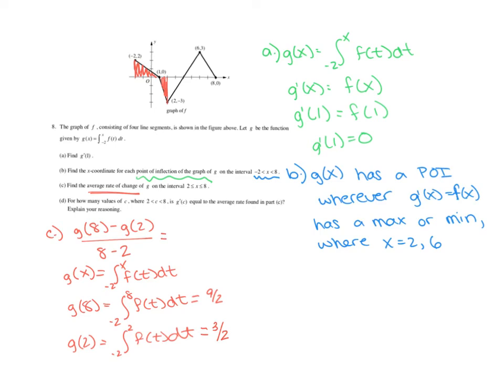But to find the average rate of change, we need the difference in y over difference in x. So the difference in y is 9/2 minus 3/2 over 8 minus 2, which is 6. 9/2 minus 3/2 is, sorry, 6/2, which is 3. The final answer is 1/2. The last question requires this answer.